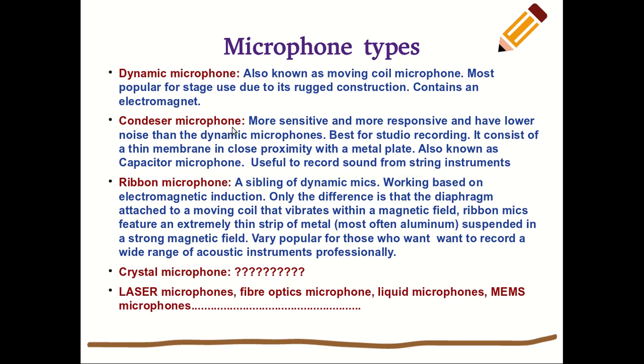The condenser microphones are more sensitive and more responsive as compared to the dynamic microphones. Moreover, they have lower noise compared to the dynamic microphones. As we have said, it consists of a thin membrane in close proximity with the metal plate, in close proximity with the diaphragm. Condenser microphone is useful for recording sound coming from string instruments. It is very sensitive, so even lower quality sound could be noticed by this condenser microphone.